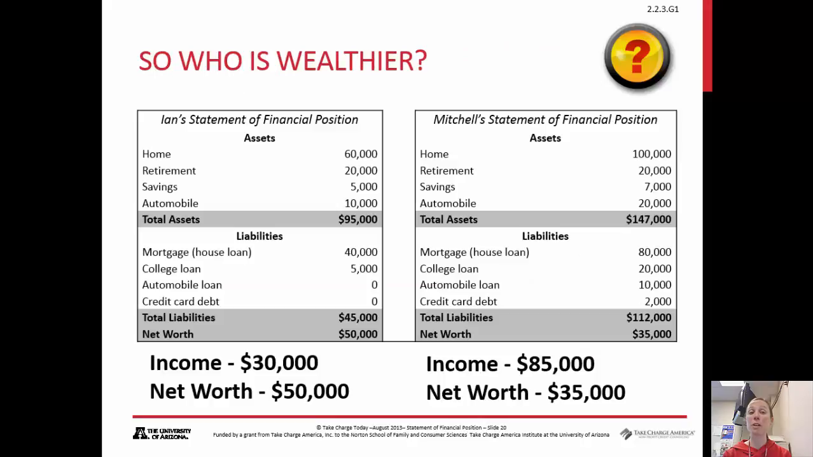So who's wealthier? If we look at Ian and Mitchell's statement of financial position, Ian on the left, you can see his home is not worth as much as Mitchell's on the right. Retirement is the same, savings is less, and his car is worth less. So he has less assets total, but his liabilities, what he owes, is much lower. He owes $40,000 on his house versus the $80,000 that Mitchell owes. Less in college loans and no automobile or credit card debt. So in the end, Ian's net worth is more, Ian is wealthier.